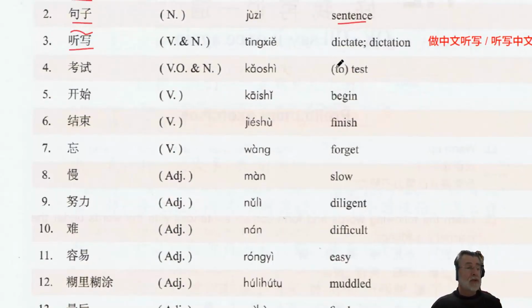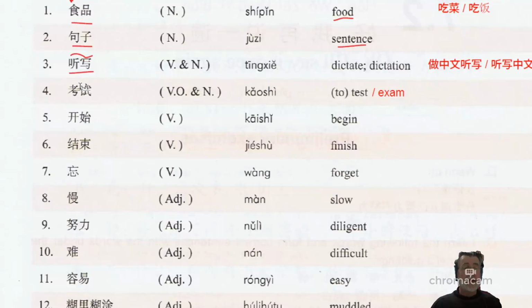Okay, here we go. Here's the word for test. Test or exam. So it's also the word for exam. And it's pronounced 考试. 考试. And in this case, it's two characters, but the true verb is 考. And 试 is like, when we talk about a Chinese test.